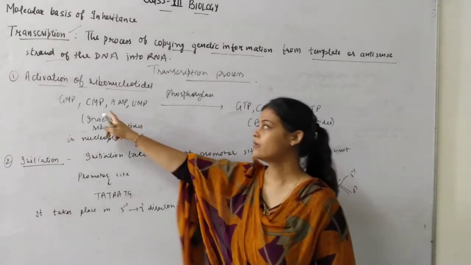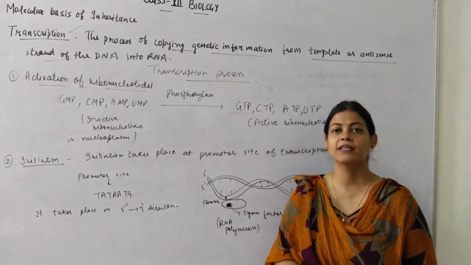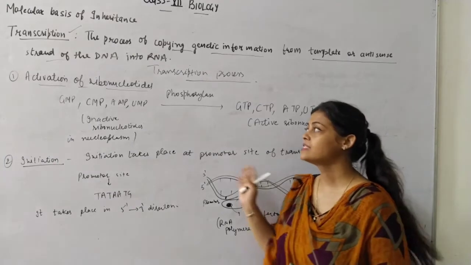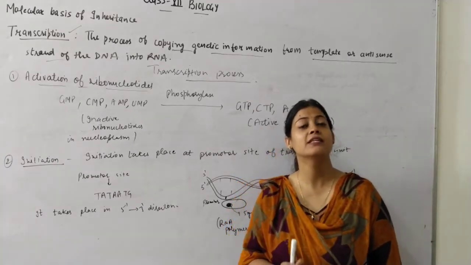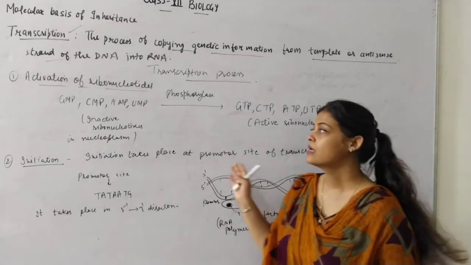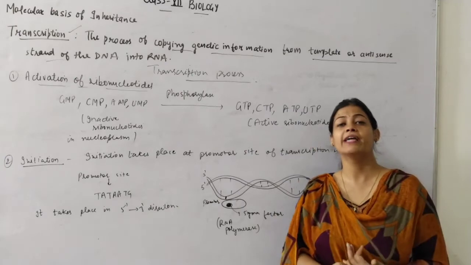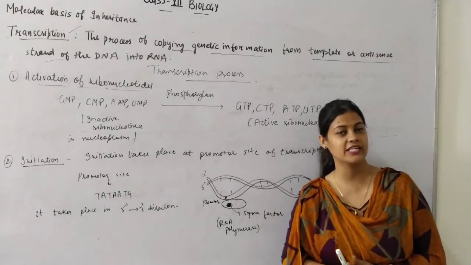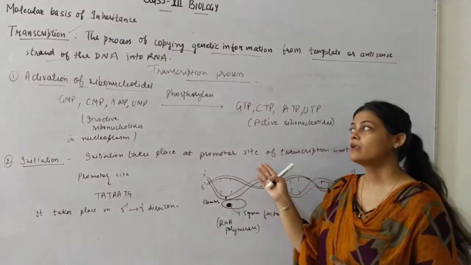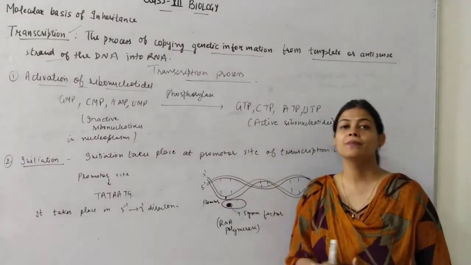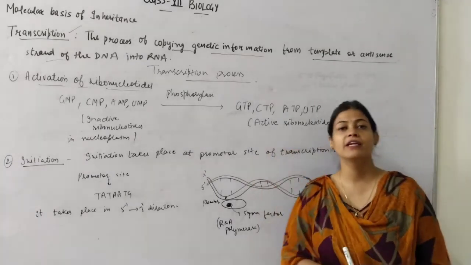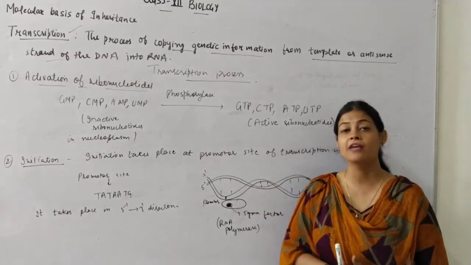So here you can see there are 4 types of ribonucleotides in the inactive form, which are present in the nucleoplasm. The deoxyribonucleotides are present in the cytoplasm, but these are present in the nucleoplasm, because when the process of DNA replication takes place, the deoxyribonucleotides have to transfer from cytoplasm to nucleus. But here it is not like that. They are already present in the nucleoplasm. They just have to be activated. Okay, so they get activated by converting into triphosphates.